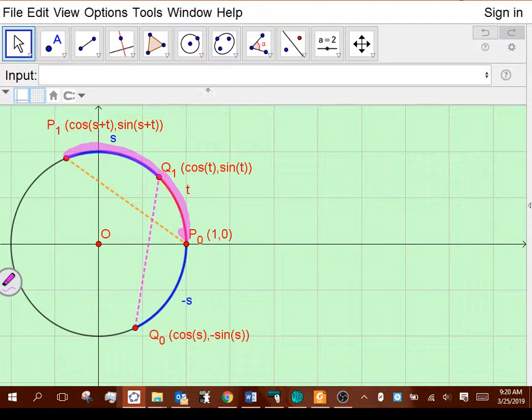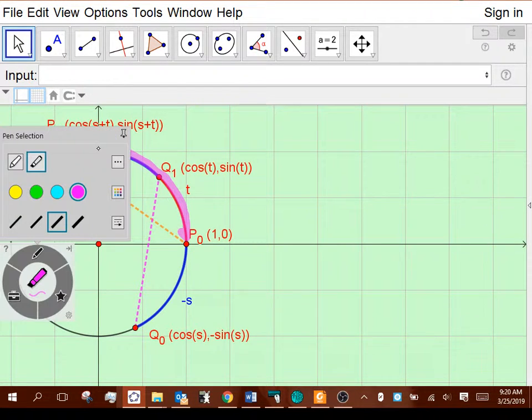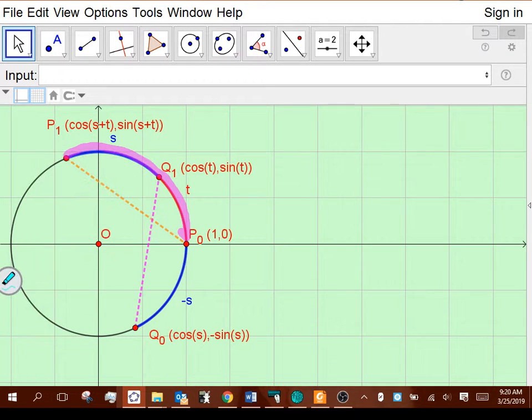Is that all right, everybody? Okay, that's another chord. And let's look at its subtended arc. Its subtended arc would be that blue one, right?